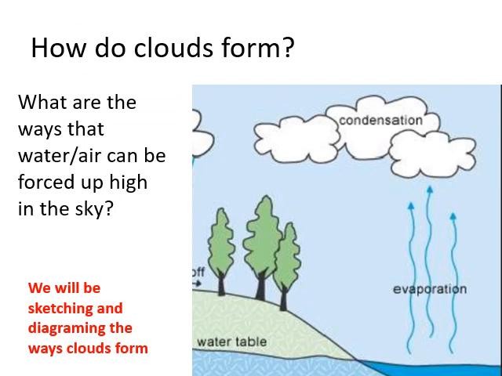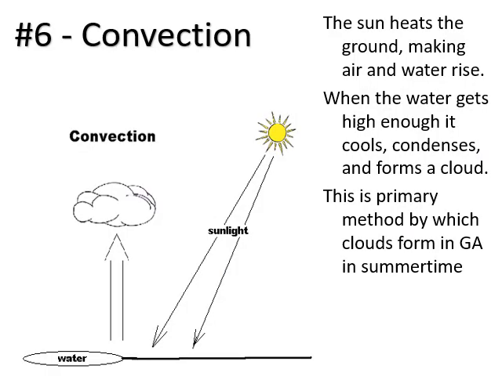So let's talk about the methods. There are a couple different ways that this process happens, and we're going to be sketching some diagrams and describing how clouds form, because there's more than one way that this process can happen. Number 6, this is going to be convection.